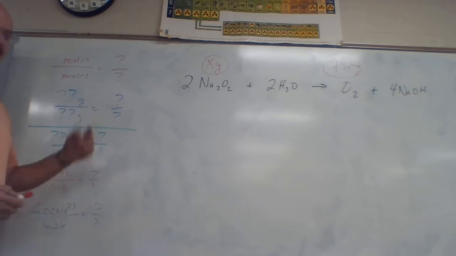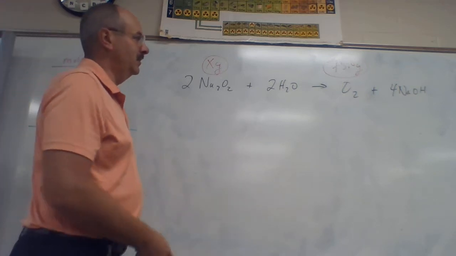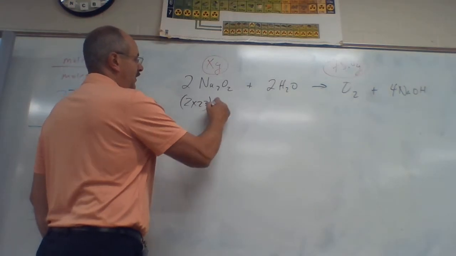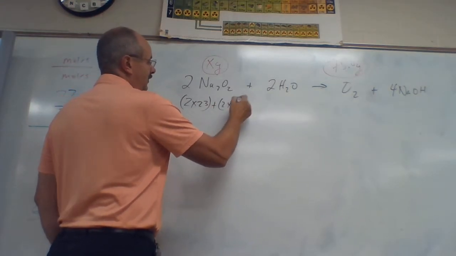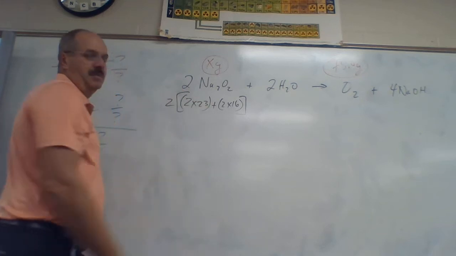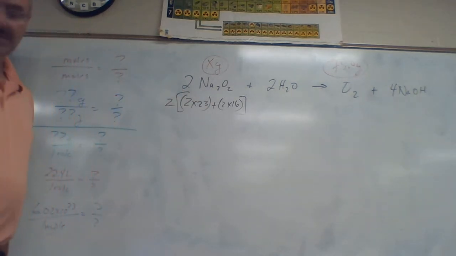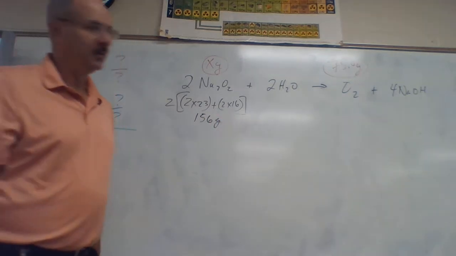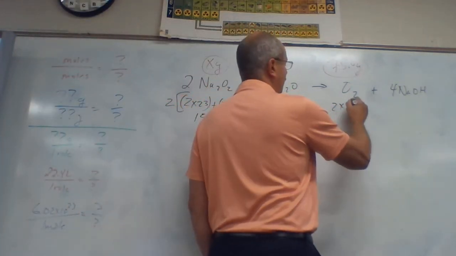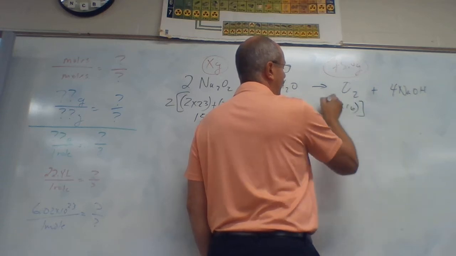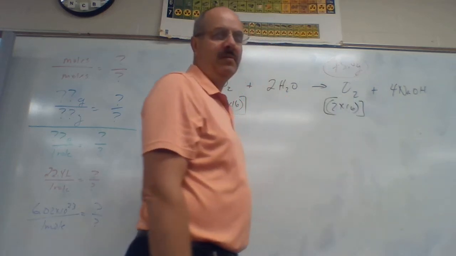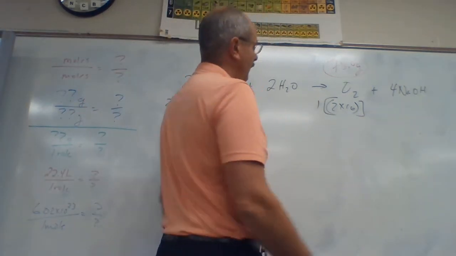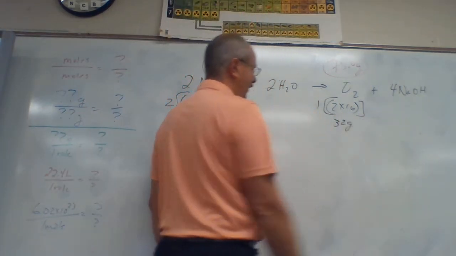So according to the cheat sheet, I need to do a molar mass of each substance. So I need 2 times the mass of sodium, which is 23, plus 2 times oxygen, which is 16. And all of that times the big 2 out in front. If you do that, you get 156 grams for that one. Then we go over the O2, which is 2 oxygens times 16. All of that times the big number out in front. There is no big number out in front. Remember, in chemistry, if there's no number, it's a 1. All right, so this is 32 grams.